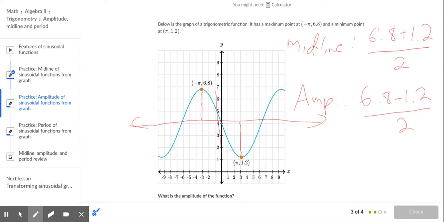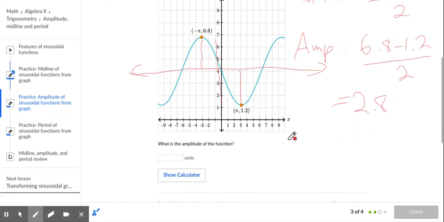So 6.8 minus 1.2 divided by 2 is 2.8. So this is going to be 2.8. So that's the amplitude. This distance here is 2.8. So clearly my midline is in the wrong place, but that's okay.